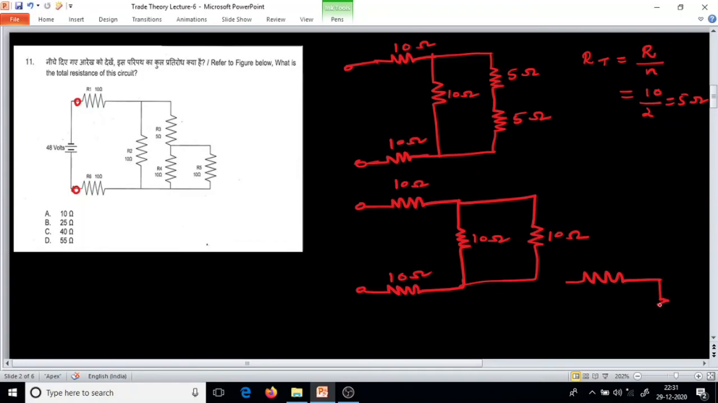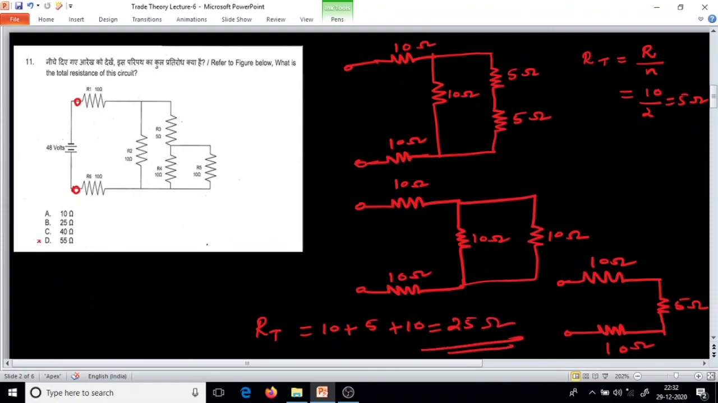Again 5 ohm. I hope you understood how the 5 ohm has come. Already we have solved this. So what will be the values? This will be 10 ohms, this also will be 5 ohm, 5 ohm, and this will be 10 ohm. So effectively, if you measure here, what is RT? Sorry, these 3 are in series: 10 plus 5 plus 10. So what will be the value? 25 ohms. So this is the answer for this question. Option B is the answer, 25 ohm.